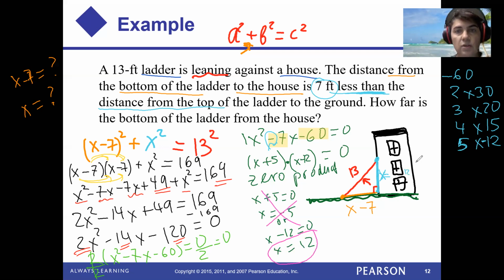Okay. Let's go back and see what we are looking for. We're looking for how far the bottom of the ladder is from the house. We're looking for the orange. The orange is x minus 7. So to find x minus 7, substitute the 12. So it's going to be 12 minus 7, which is 5. So our answer to this problem is 5. And I really hope we got it right.